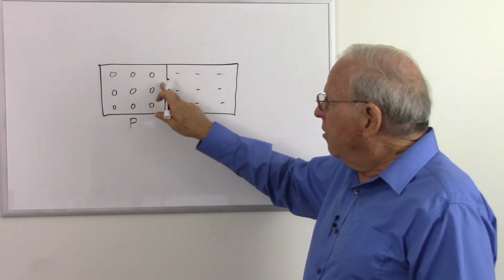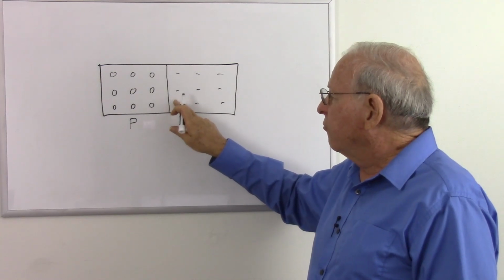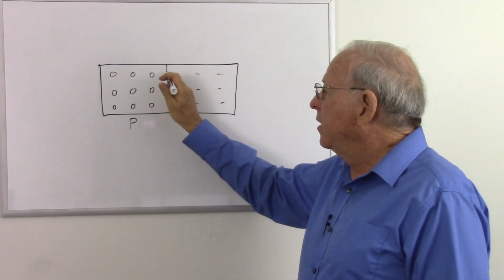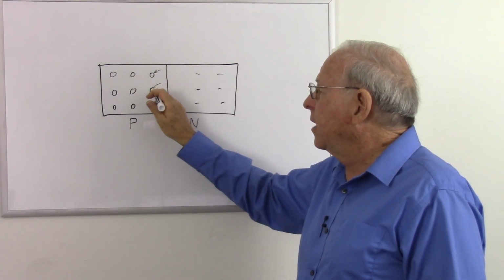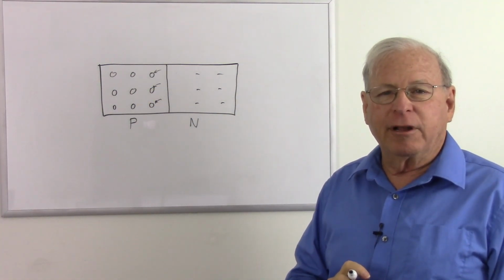And so near this junction between the p-type and the n-type material, these electrons are going to jump into those holes and fill them up. And so if there's electrons in those holes, are there holes there anymore?